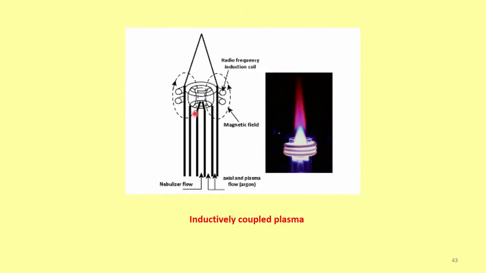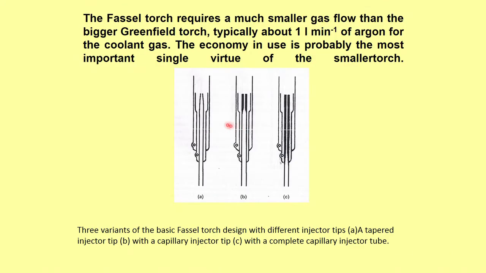Then the improvements are in the form of, we make this a little sharper here, the sample. The most important aspect of Fassel torch is economy of the gas. So, economy in use is probably the single most important virtue of a smaller torch. There is nothing much to say about it except for the design. Here I am showing you 3 types of torches. One is A, B and C.